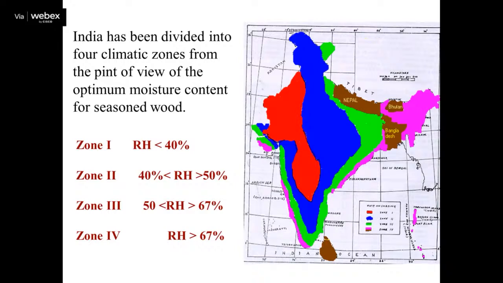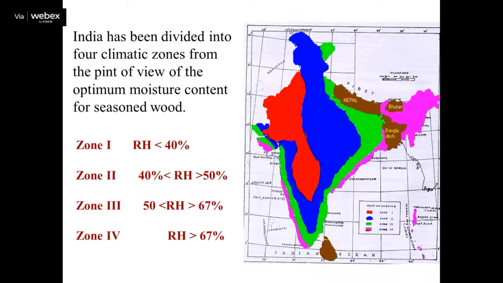So these are the different zones which have been studied and created according to the relative humidity percentage and the moisture content, how much the moisture content should be retained and how much the moisture content should be kept.